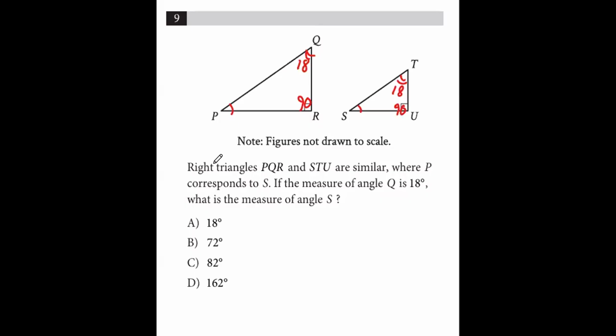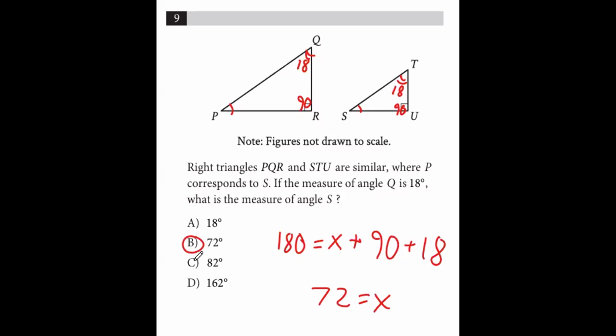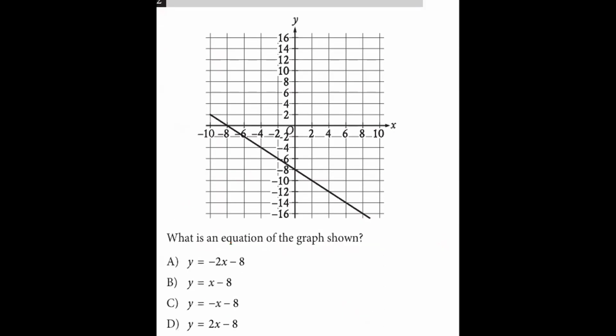And we know that the angles in a triangle always add up to 180. So we have 180 is equal to X, where X is the angle P and the angle S, plus 90 plus 18. So we just do 180 minus 90 minus 18. So 180 minus 90 is 90, and then 90 minus 18 is 72. It's equal to the measure of the angle. So the correct answer is B. Okay, question 10.